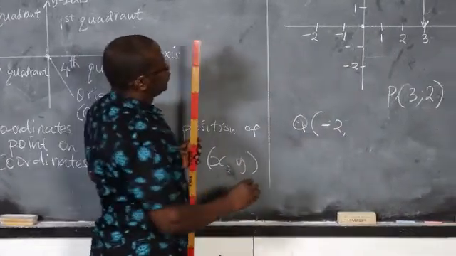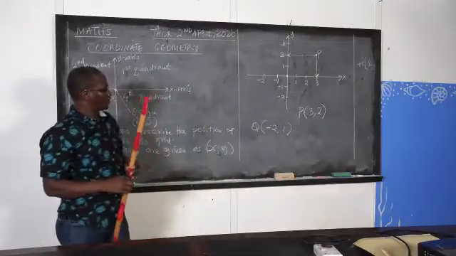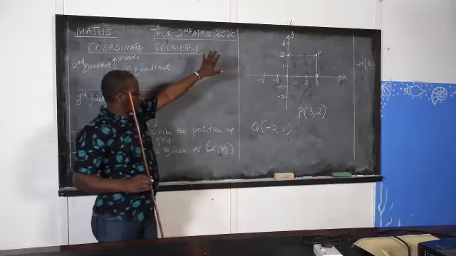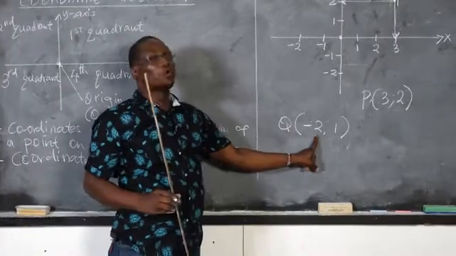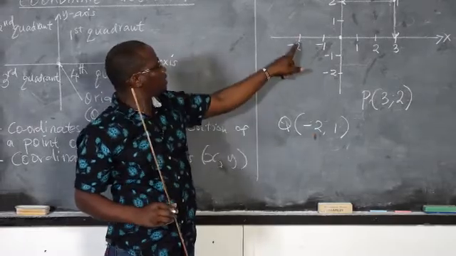(-2, 1). So you're supposed to plot this on the Cartesian plane in 2D. So we know that the first value is always the x coordinate. So on the x-axis, you have -2 here.